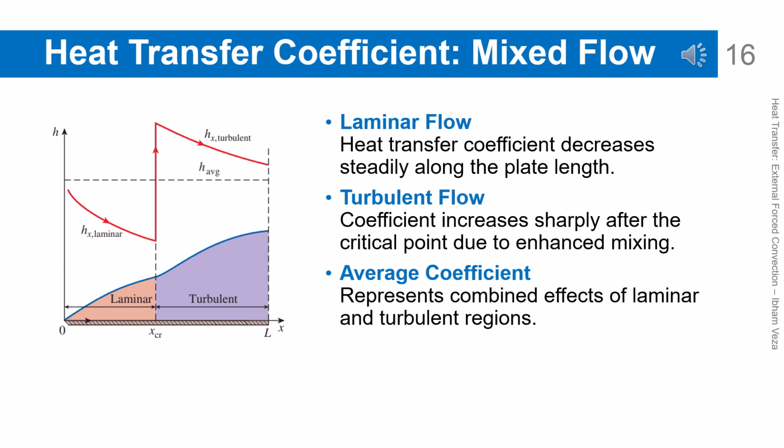Heat transfer coefficient in mixed flow conditions, where part of the plate experiences laminar flow and the rest experiences turbulent flow. In the laminar portion, the heat transfer coefficient decreases gradually along the plate. After passing the critical point, the flow becomes turbulent and the coefficient increases sharply due to stronger fluid mixing. The average value represents the combined contribution of both regions. This concept is important for calculating total heat transfer over long plates.